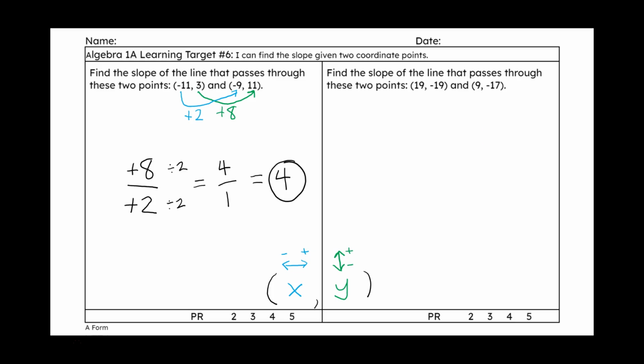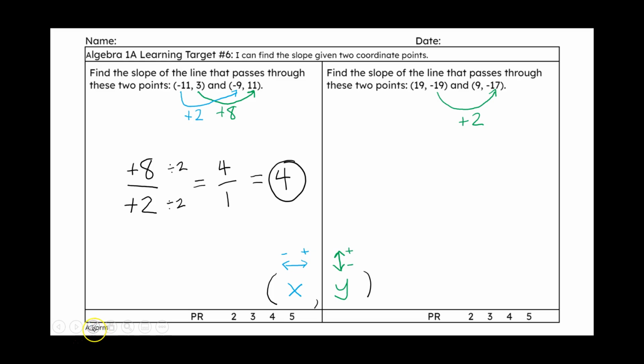Let's try it again with this example. So remember, slope is how much you change top and bottom compared to how much you change side to side. So let's start here with the change in y. That's the second numbers. So we went from, in this case, negative 19 to negative 17. So both of those below the 0, we're all the way down at negative 19. We have to go only a couple steps up to get negative 17. So that's up 2, plus 2.